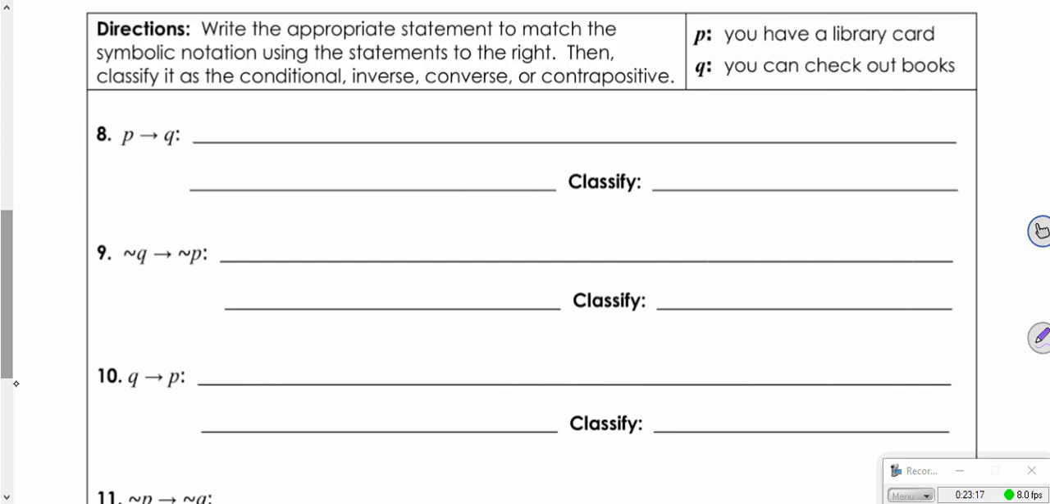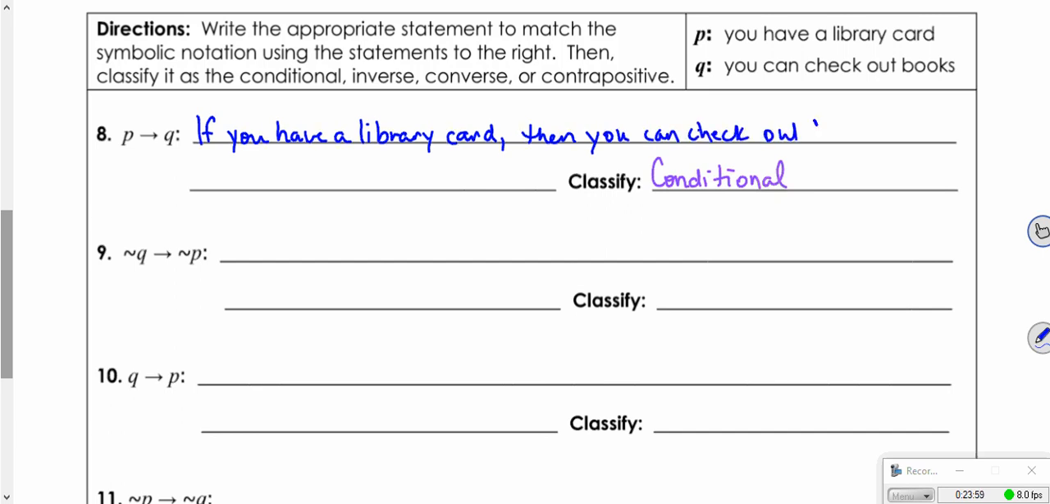Okay, so this one is P to Q. This is right off the bat. Well, I should probably use a different color, but this is the conditional. Okay, that's what we started with on our number 6 and 7 above this one. Okay, so if you have a library card, then you can check out books. That's conditional.